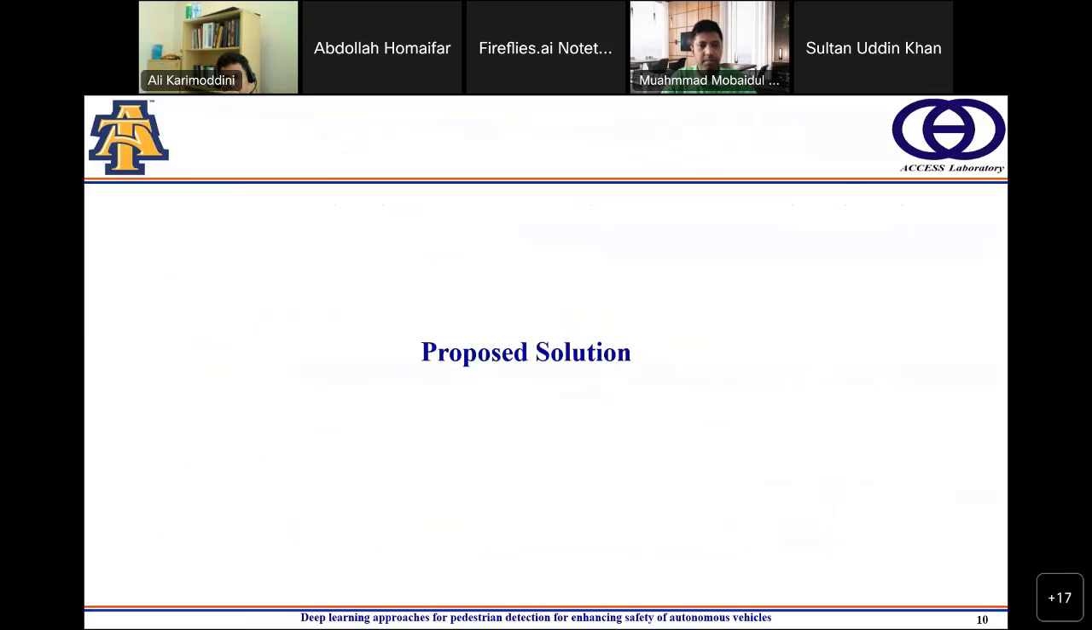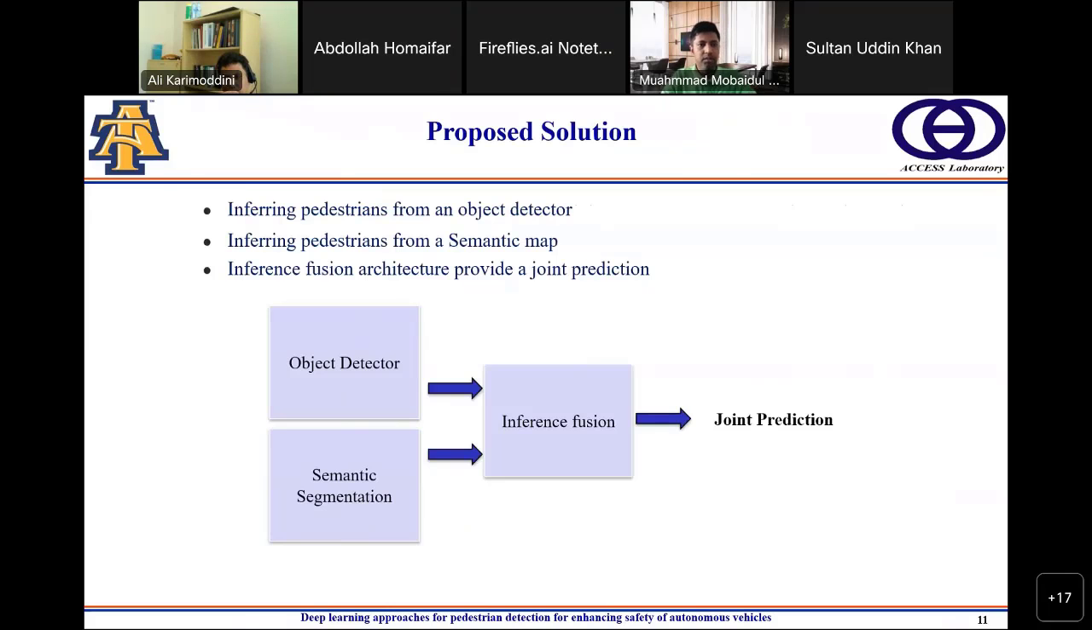So now I'll talk about the details of our proposed solution. So here is the high-level architecture of our proposed solution. To overcome the challenges that I mentioned earlier, we propose a solution where we infer pedestrians from an object detector and a semantic map. Then the inferences of both networks are fused based on the consensus. Finally, the inference fusion architecture provides a joint prediction.